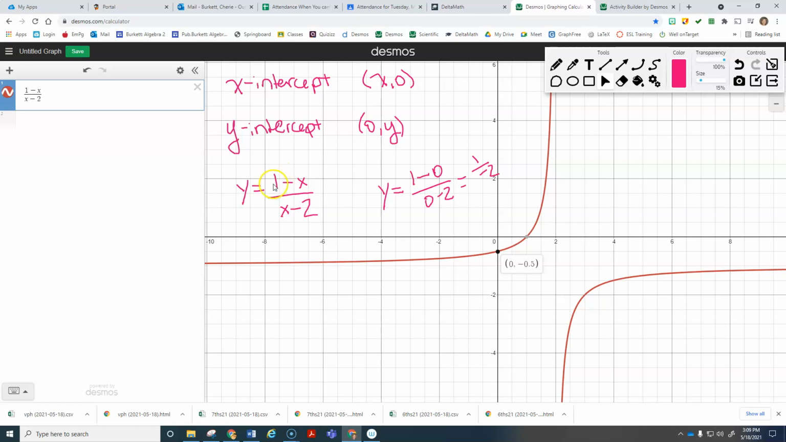I know that the constant of the numerator is a 1, the constant of the denominator is a -2, everything else is going to be a 0. So you pay attention to your constants, and that's where your y-intercept is going to be.